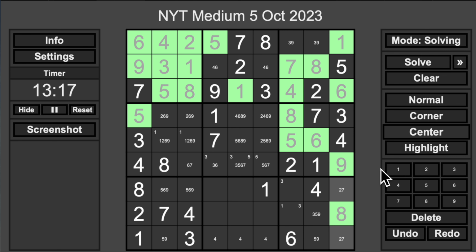So I've got 2, 4, 6, 7, 8. I need 1, 3, 5, and 9 there. Well, these can't be 5, so these are 1, 3, or 9 in some order.